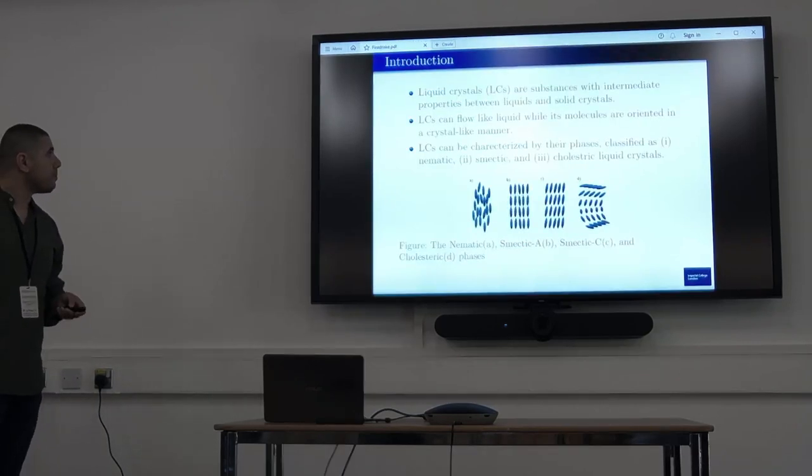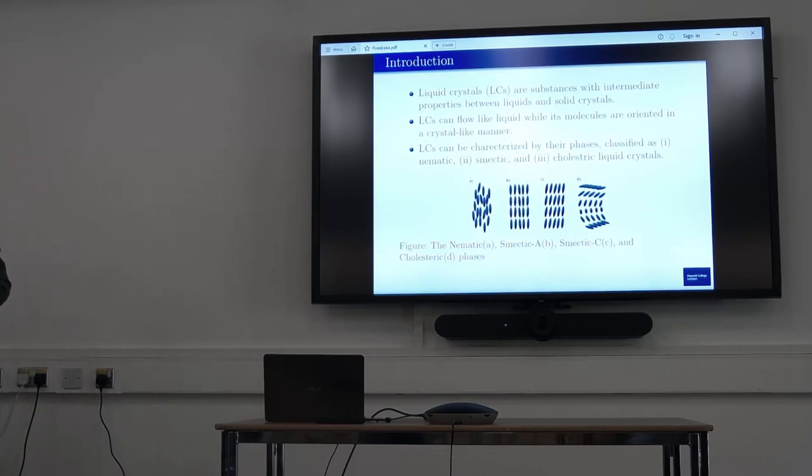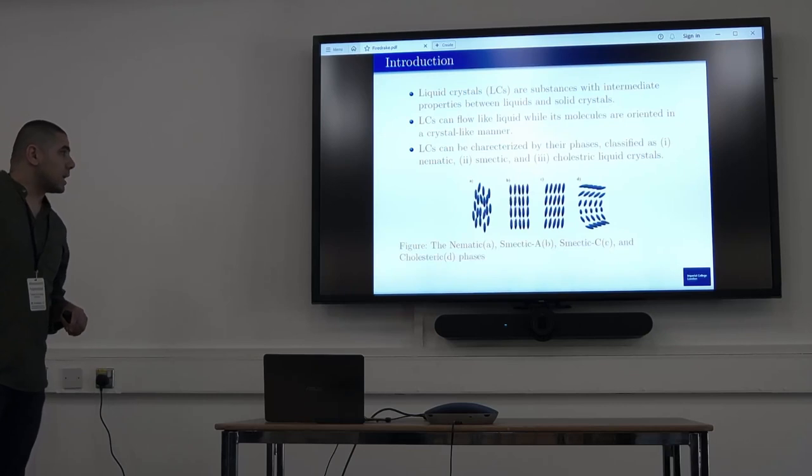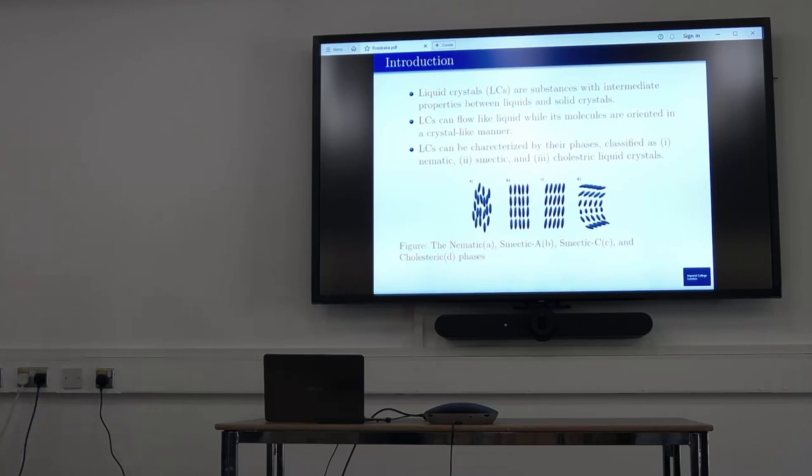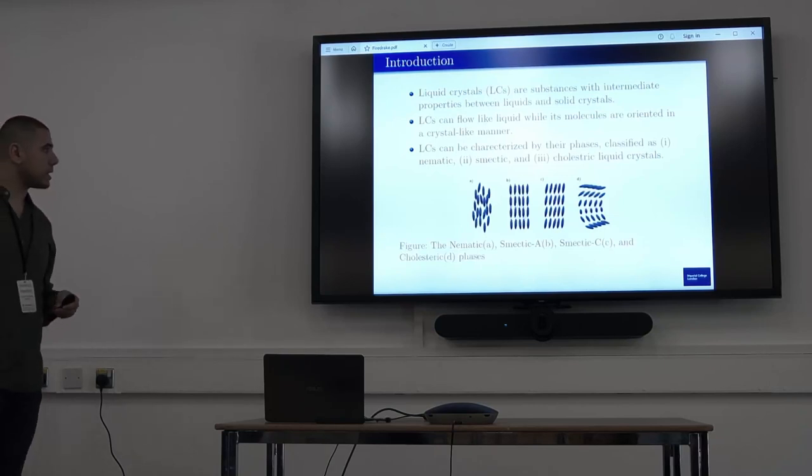Okay. So I'm going to start with an introduction about liquid crystals. Liquid crystals are substances with intermediate properties between liquids and solid crystals. For example, they can flow like liquids while their molecules are oriented in a crystal-like manner. According to their phases, they can be classified into nematic, smectic, and cholesteric liquid crystals.